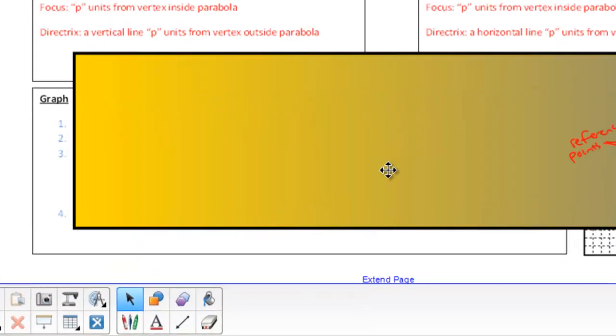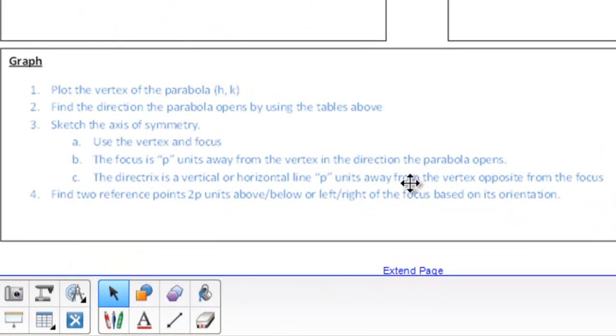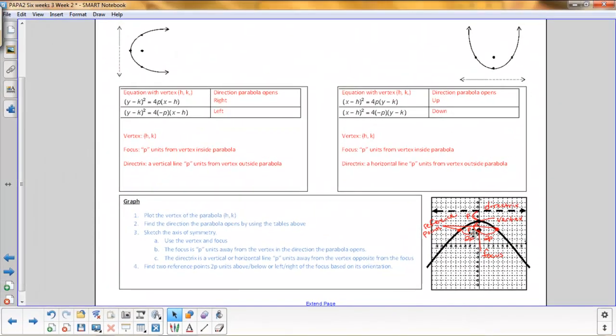All right, when sketching a parabola, some things you'll want to know. Go ahead and fill in this information, and the most important thing that you want to realize is the way to find the width of the parabola, or the stretch or compression on the parabola, is by using these reference points. The reference points are going to be 2p units either to the left and right of, or above and below of the focus. So notice in this particular case, since it's a vertically oriented parabola, it'll be to the left and the right of.